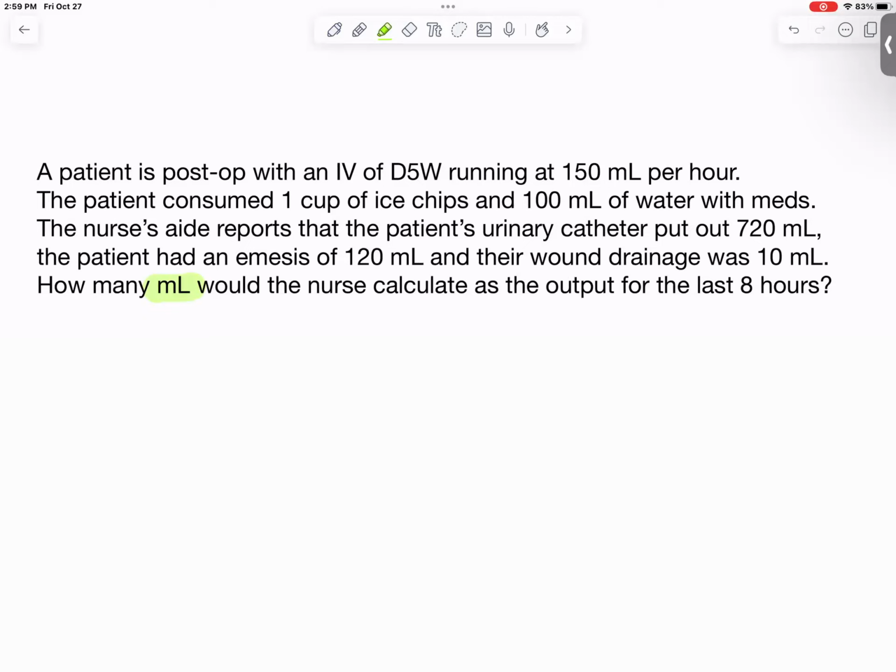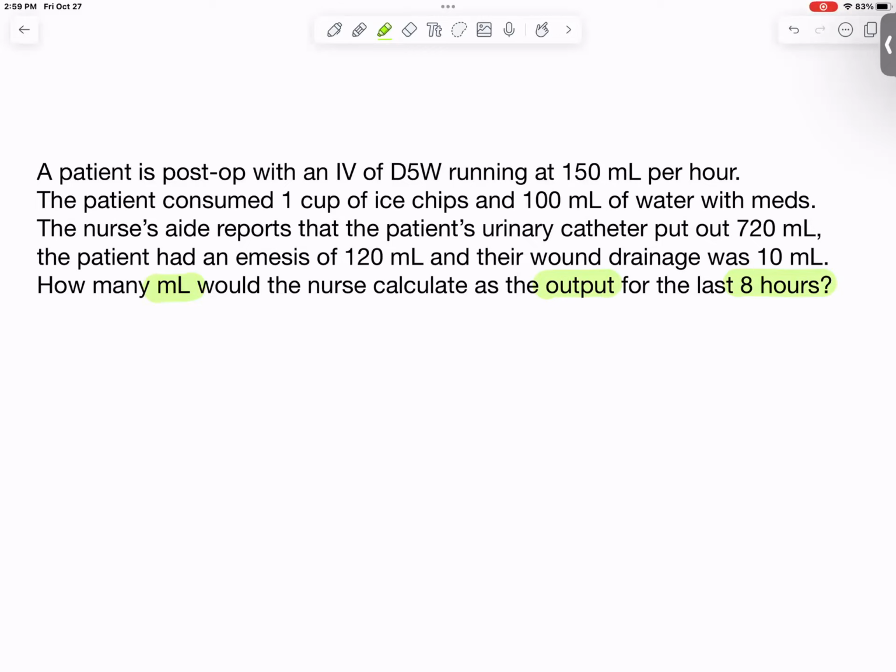So how many milliliters would the nurse calculate as output for the last 8 hours? So it's not even asking me for intake. It's asking me for output. So I would look at my question and go, all right, what qualifies as output? So D5W, 150 milliliters an hour, that's going into the patient. A cup of ice, that's going in. They took water with their meds.